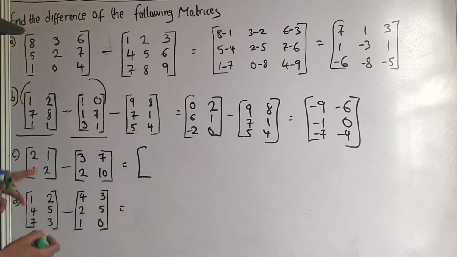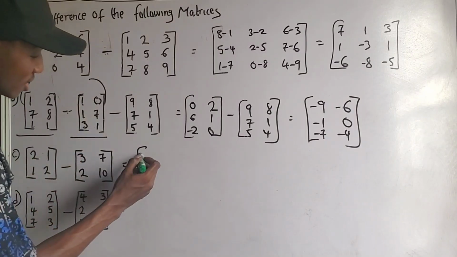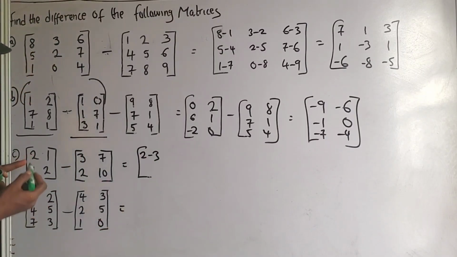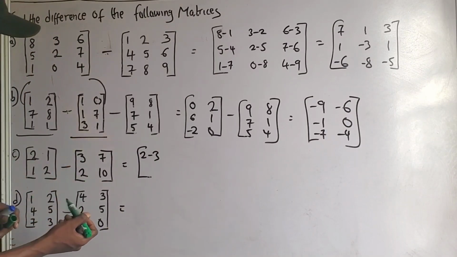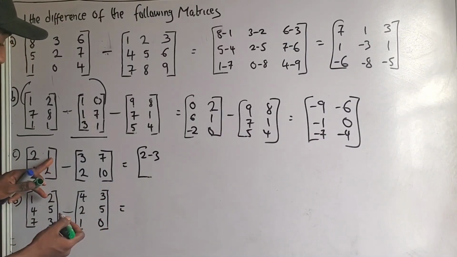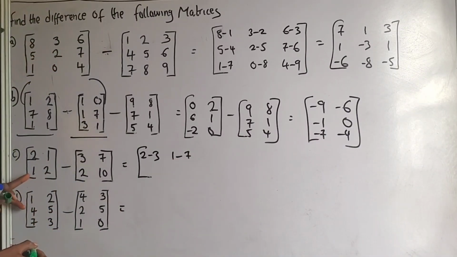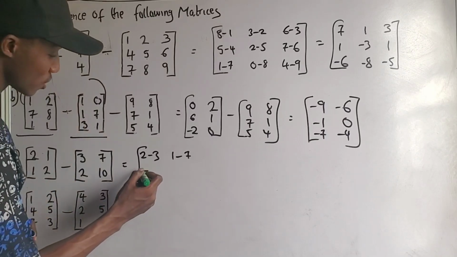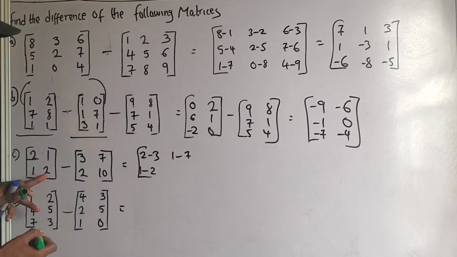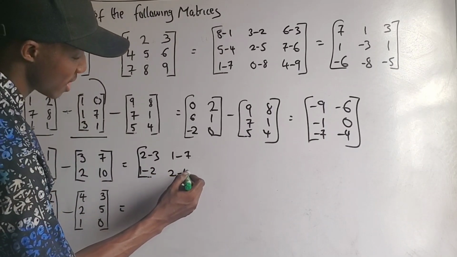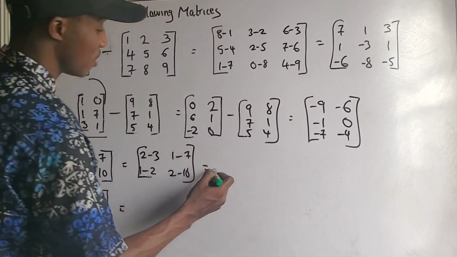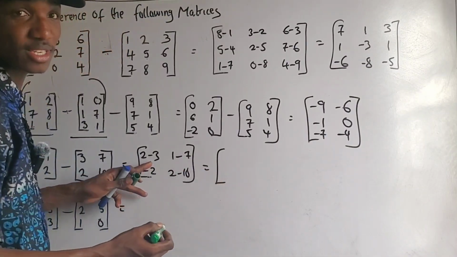Now, let's proceed to the next example. For the next example, we're going to have 2 minus 3. This 2 that you see here minus this 3. Then 1 minus 7. Then for this, I'm going to have 1 minus 2. Then 2 minus 10. Okay.